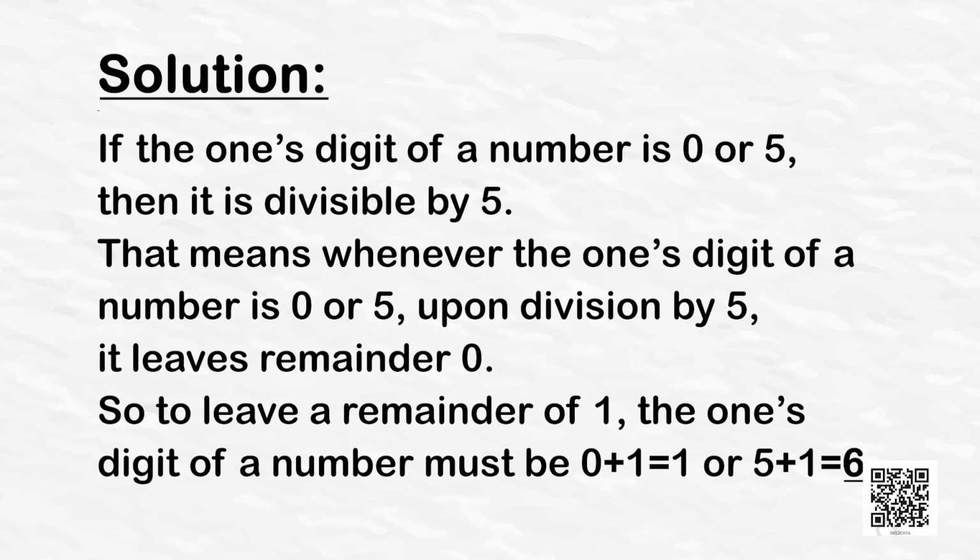That means, whenever the ones digit of a number is 0 or 5, upon division by 5, it leaves remainder 0. So, to leave a remainder of 1, the ones digit of the number must be 0 plus 1, which is 1, or 5 plus 1, which is 6. Hence, the ones digit of the number n is either 1 or 6.